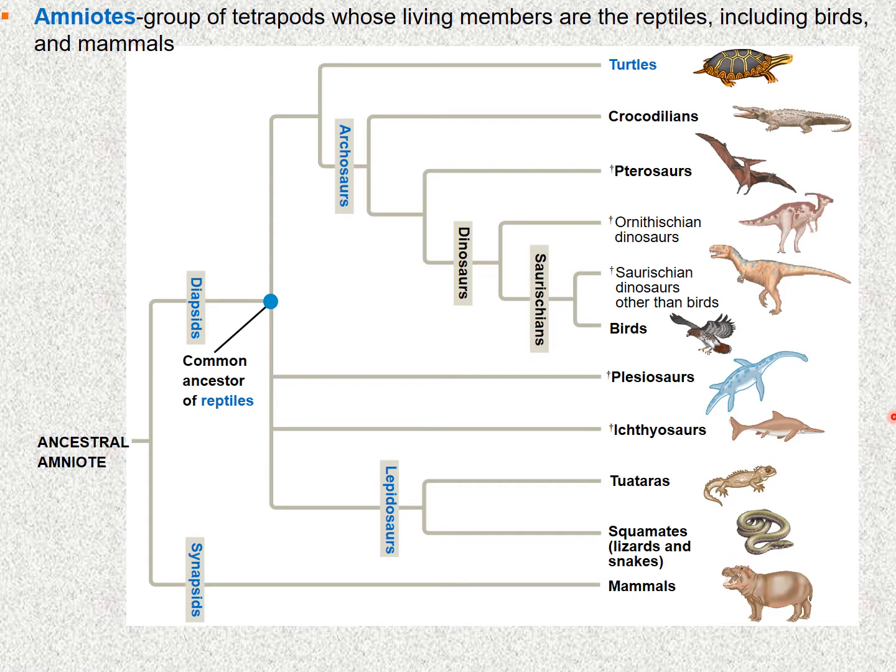Let's take a look at a more detailed phylogeny, a little close-up of the amniotes. As you can see, the ancestral amniote diverged at some point into what's now called the diapsids and the synapsids. What diapsids and synapsids refers to is a hole behind the eye socket area called the temporal fenestra. The diapsids have two holes, and the synapsids have just one.